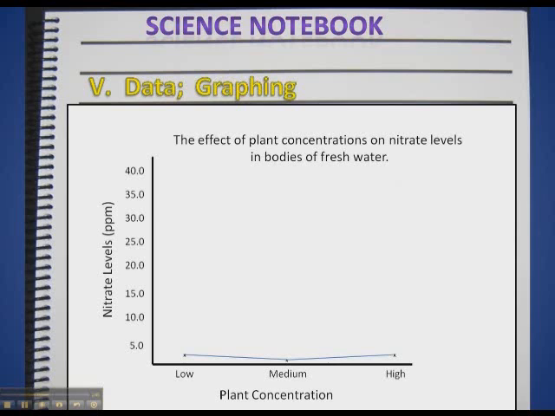Well, that pretty much sums up how to complete a graph. Now we're going to move on to step number 6, which is going to be our conclusion.